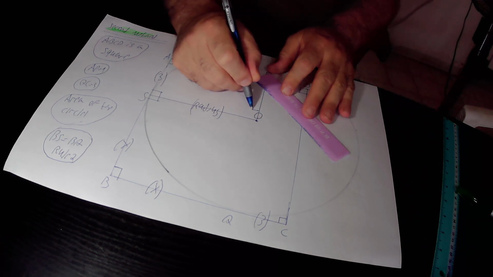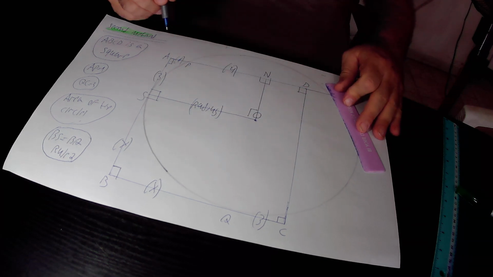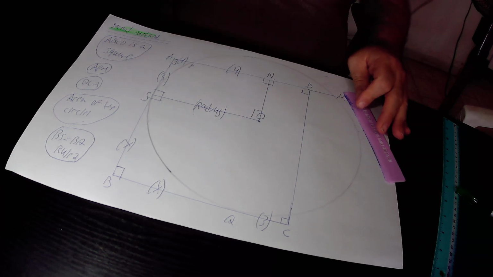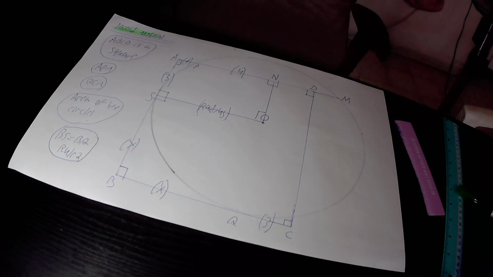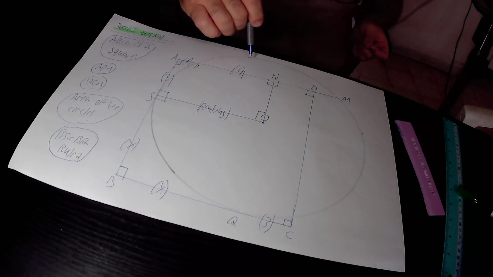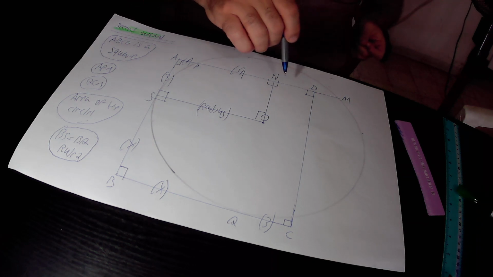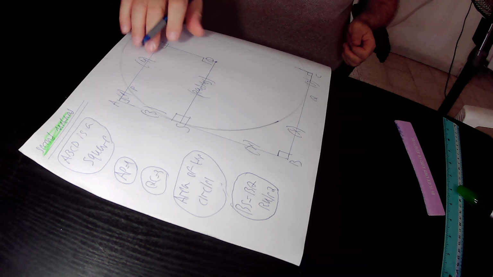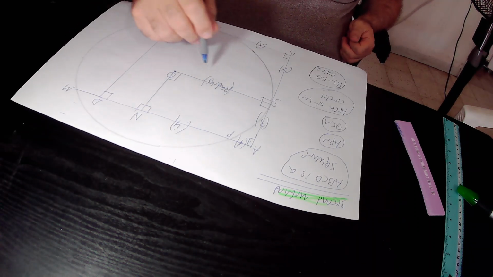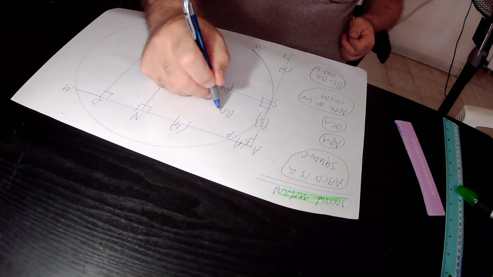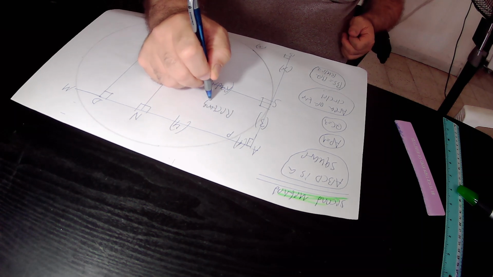So inside quadrilateral ANOS, we have 4 right angles, and according to rule 5, any quadrilateral that has 4 right angles must be a rectangle or a square. So this quadrilateral ANOS is a rectangle, because it has 4 right angles. This is quadrilateral ANOS. That is a rectangle according to rule 5.